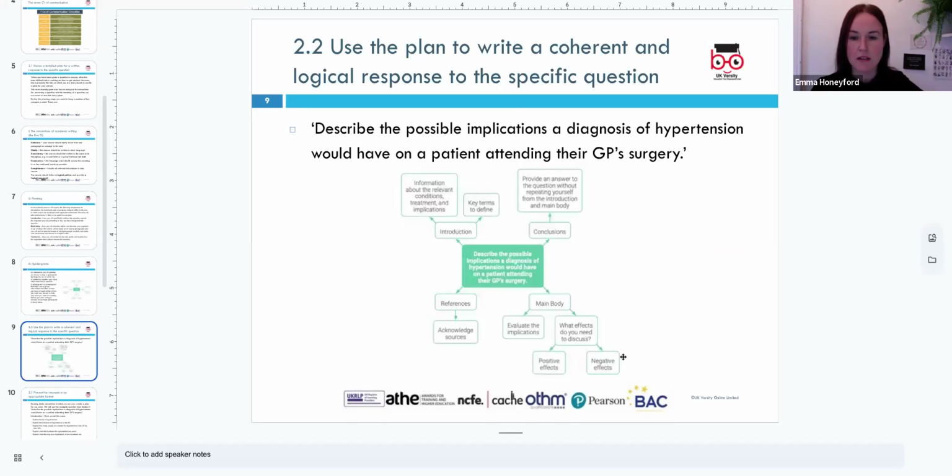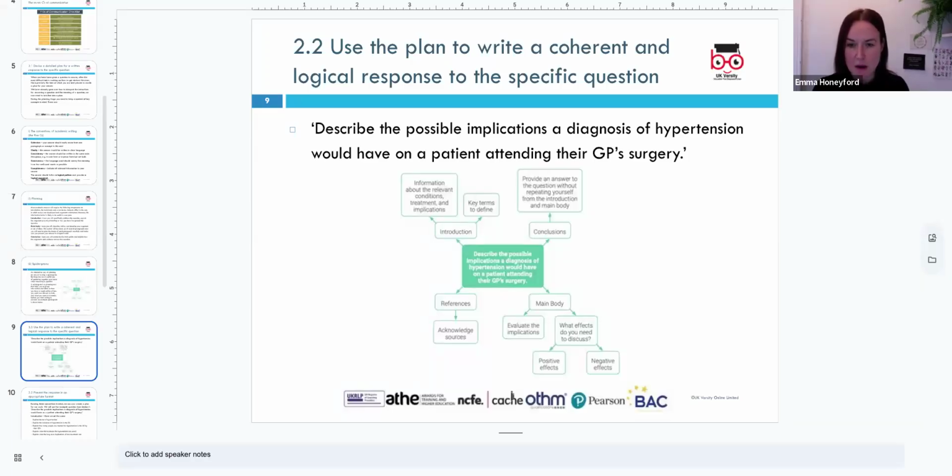Okay, so here's a great working example of a GP surgery. So the question is to use the plan to write a coherent and logical response to the specific question. So this is an assignment question: describe the possible implications a diagnosis of hypertension would have on a patient attending their GP surgery.